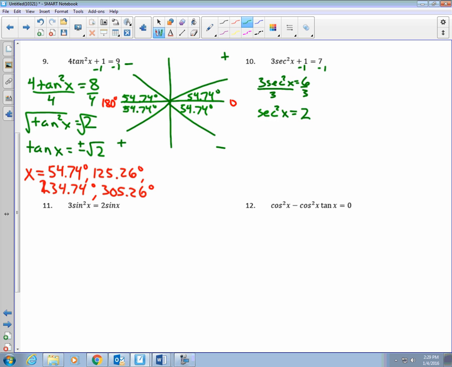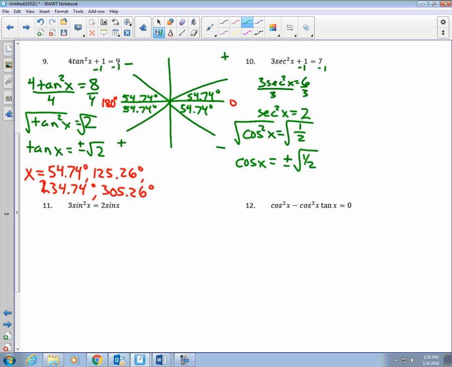Now, I don't have a secant button on my calculator. So I take the reciprocal. What's the reciprocal of secant? Cosine. What's the reciprocal of 2? 1/2. Now I take the square root. And I get cosine of x is equal to plus or minus the square root of 1/2, or the square root of 0.5.